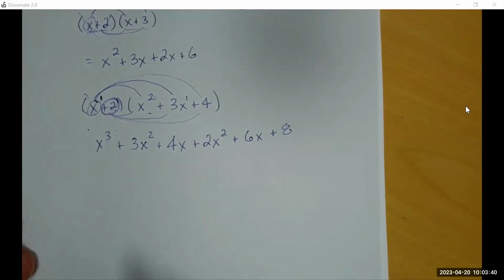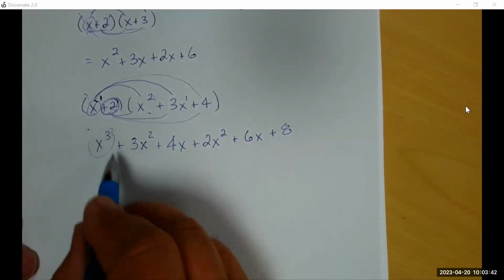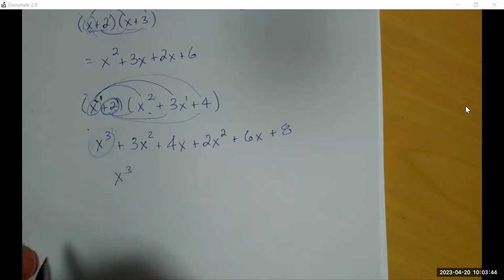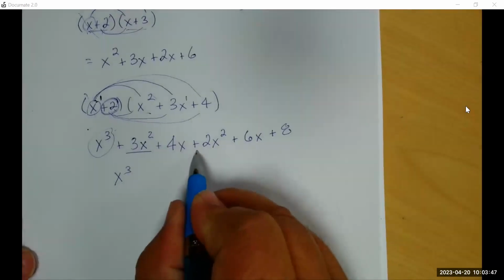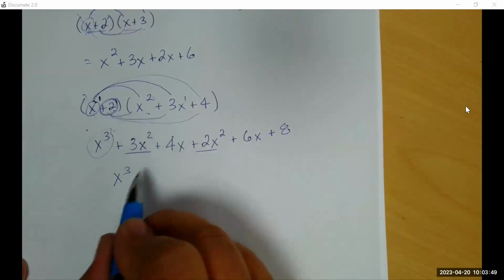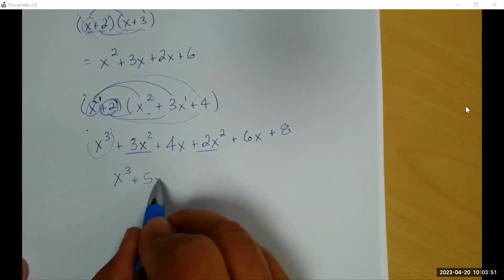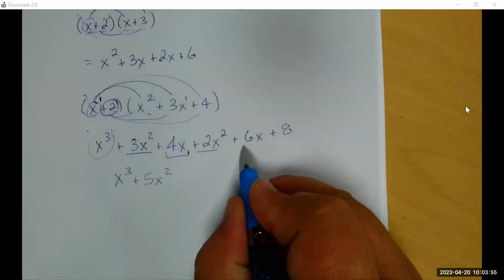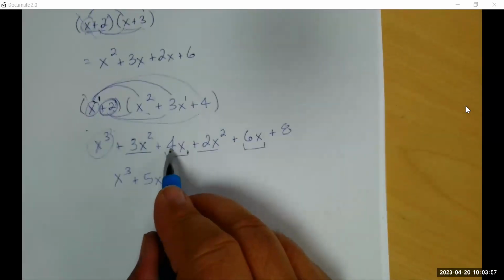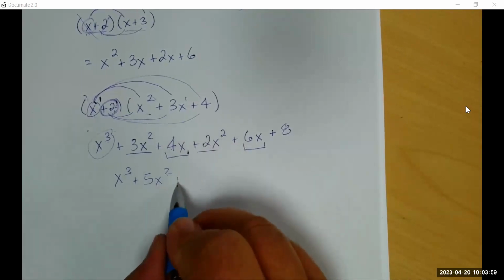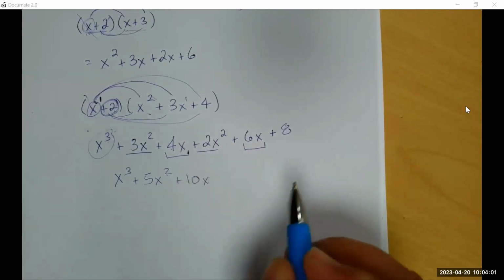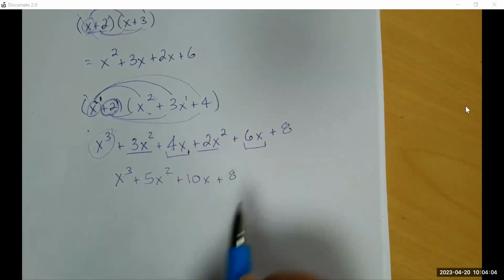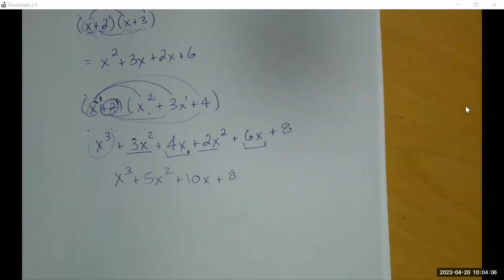Then I combine like terms. I only have 1x cubed. I have 2 x squareds, so I add the coefficients. 3 plus 2 is 5. I have 2 x's, so I add the coefficients. 4 plus 6 is 10. And then the 8. It's straightforward.